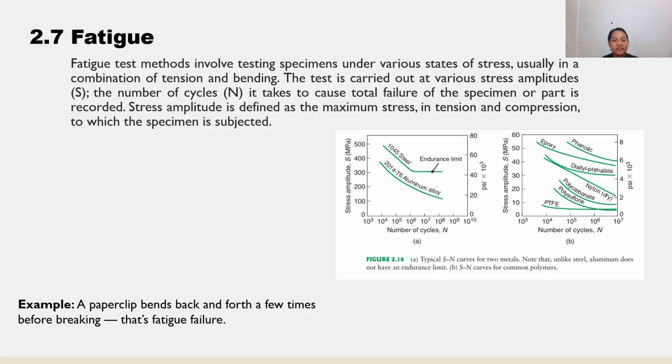Stress amplitude is defined as the maximum stress in tension and compression to which the specimen is subjected. The property is crucial in designing parts that undergo continuous stress reversal, such as aircraft wings, automobile components, and rotating shafts. Proper fatigue analysis helps avoid catastrophic failures in critical applications. An example of fatigue is a paperclip bent back and forth a few times before breaking, and that's a fatigue failure.